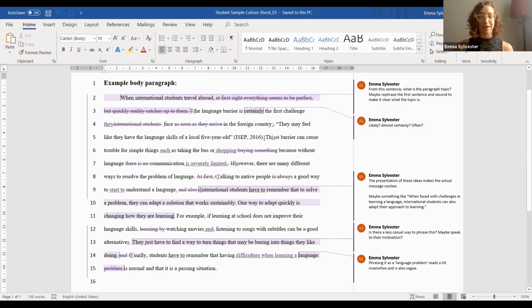I also noted throughout the paragraph, they use a lot of absolutes. "The language barrier is certainly the first challenge they face." For sure, a language barrier for someone in a country with a different language from what they speak is definitely a barrier, but it's not certainly the first one. Maybe they had a really difficult plane flight. Maybe they had a hard time arriving. Maybe they were supposed to be picked up by somebody and they weren't picked up.